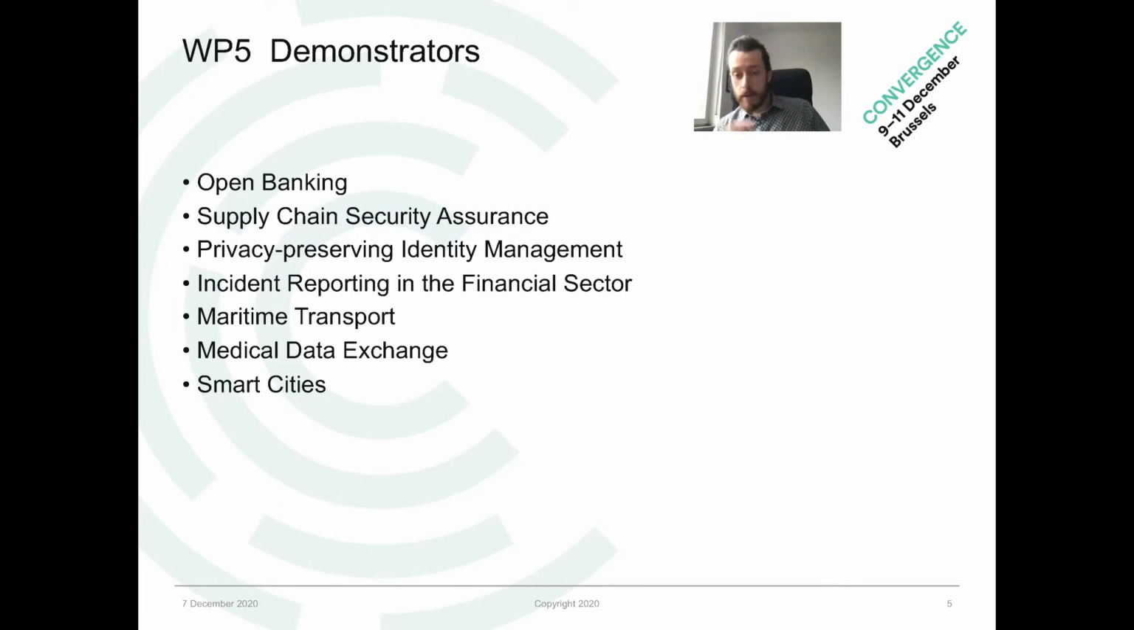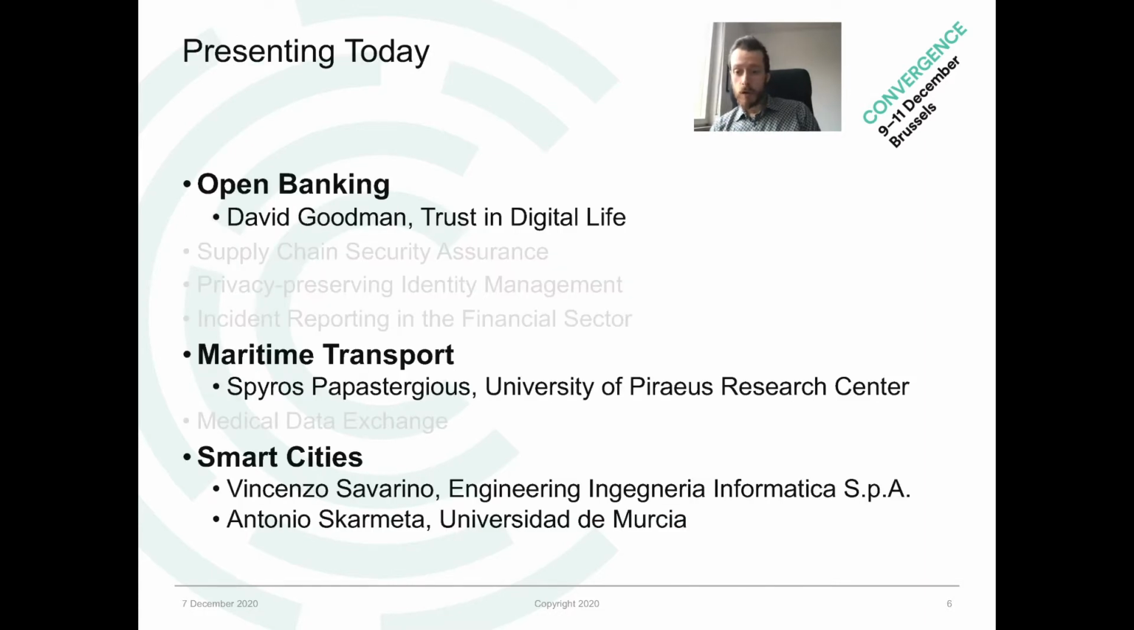And these are the demonstrators, so the 7 verticals that we are working on: open banking, supply chain security, privacy preserving identity management, incident reporting in the financial sector, maritime transport, medical data exchange, and smart cities. And they are all working to implement this innovative solution, also collaborating with experts in the industry. But given the time today, we are going to present to you only 3 of them.